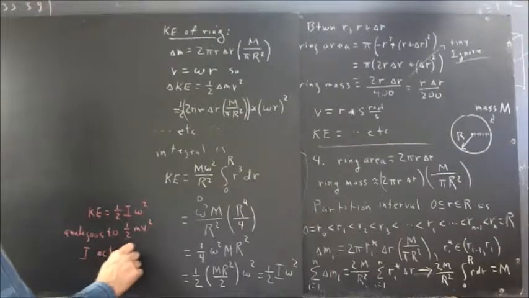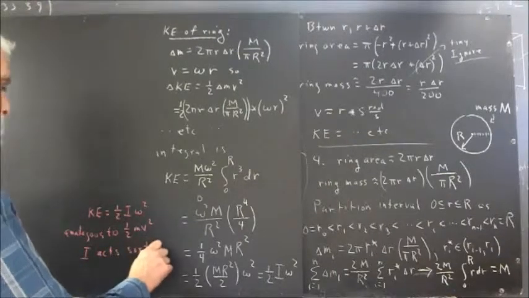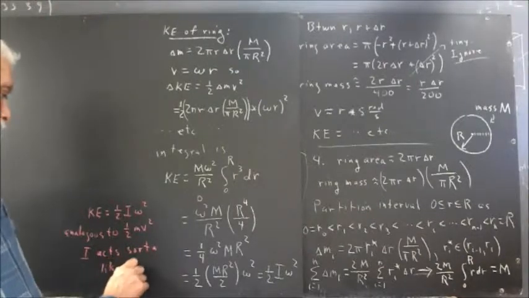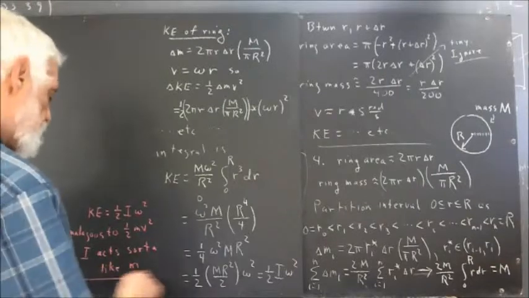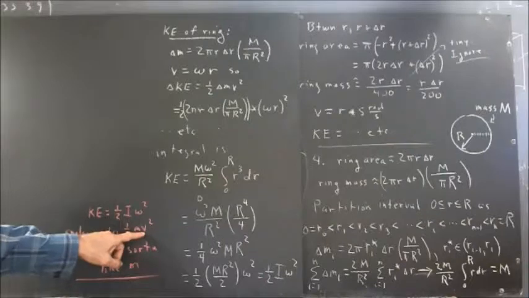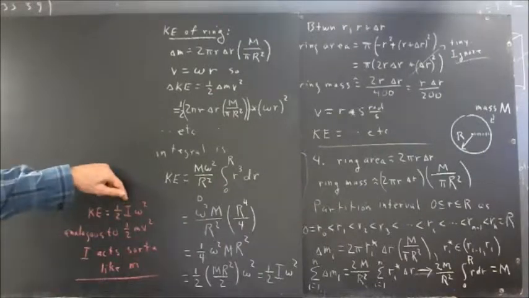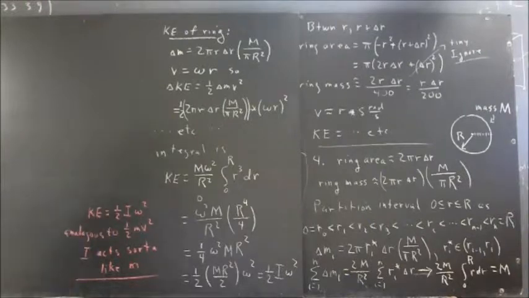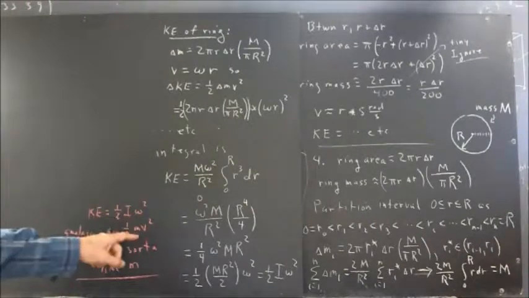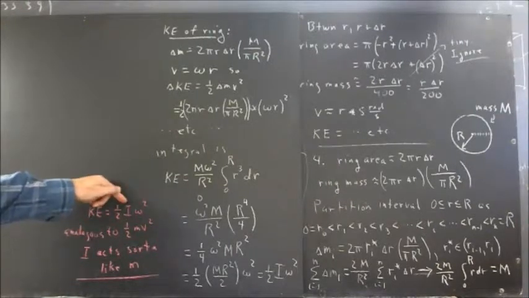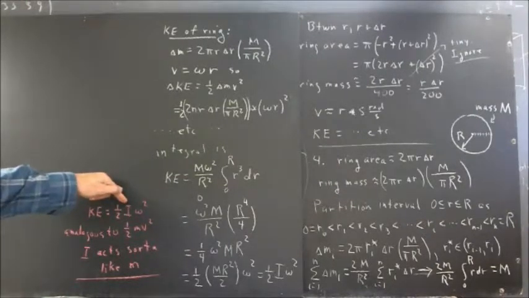I acts sort of like a mass, except of course the mass is multiplied by the square of a velocity, and this I thing is multiplied by the square of an angular velocity. So there is a difference between the mass and this I thing that we have. That I thing is called the moment of inertia, and that's a topic that we'll take up shortly.